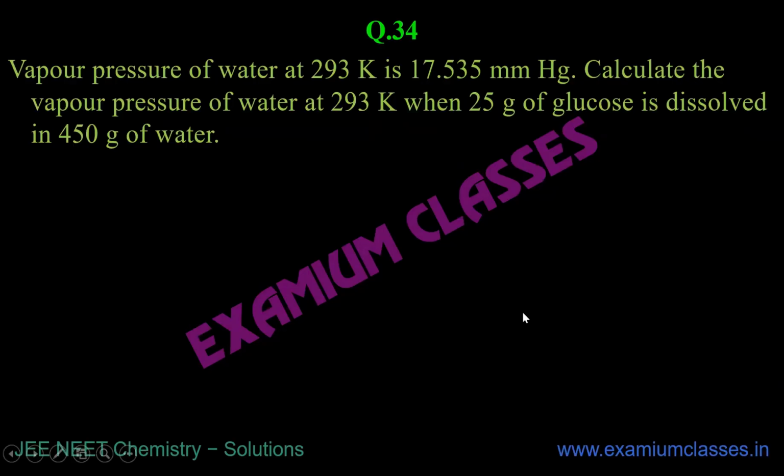The vapor pressure of water at a particular temperature is given. Calculate the vapor pressure of water when 25 gram of glucose is dissolved in this one. So now this one is very easy because here the vapor pressure of water is given, there is nothing dissolved. So this one is actually P1 naught.